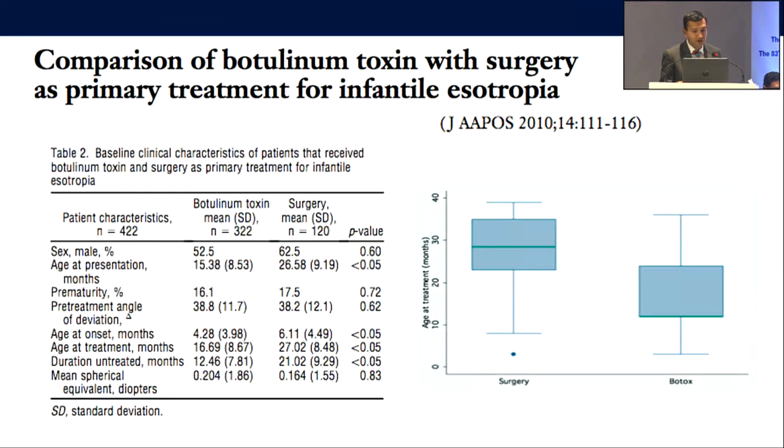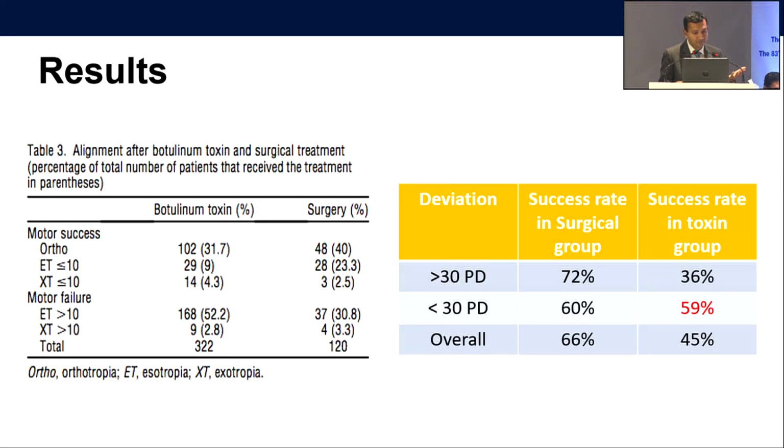And what she found essentially, so these are the two groups, you can see they're matched in everything apart from age at presentation, where the toxin group is significantly younger. Okay, and essentially it all boils down to this. If your deviation is more than 30 diopters, you're probably better off having an operation. If it's less than 30 diopters though, toxin is equivalent, and something to think about.